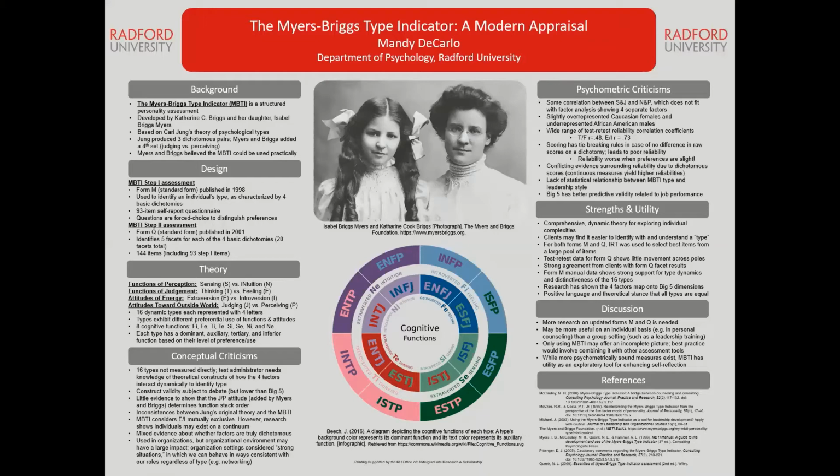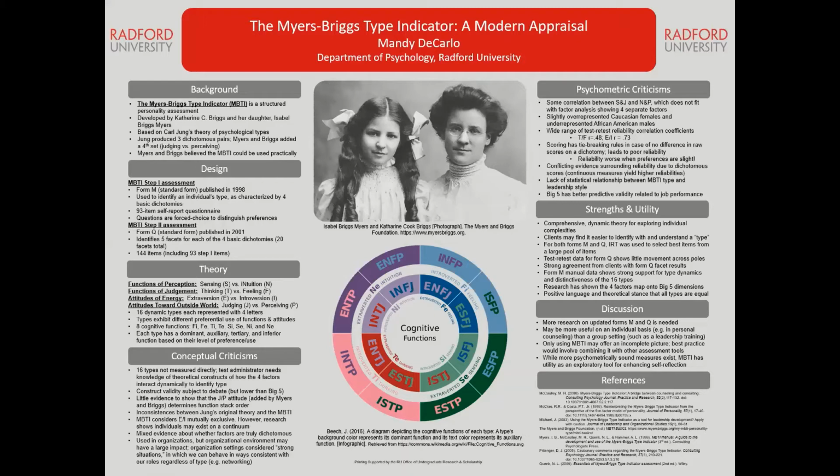So there were many different iterations of this assessment, but the modern version that is used today is Form M, the standard form for step 1, and Form Q, the standard form for step 2. And when people mention the Myers-Briggs, what they're usually referring to is this Form M standard form, published in '98. And this is the step that's used to identify an individual's personality type as characterized by 4 basic dichotomies.